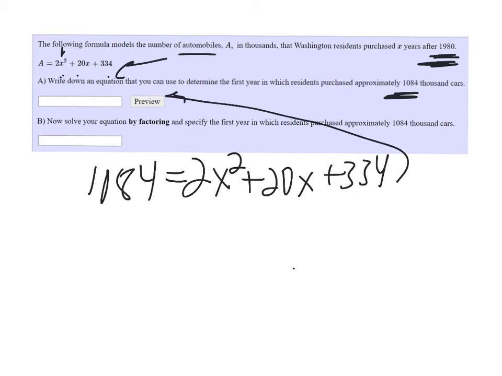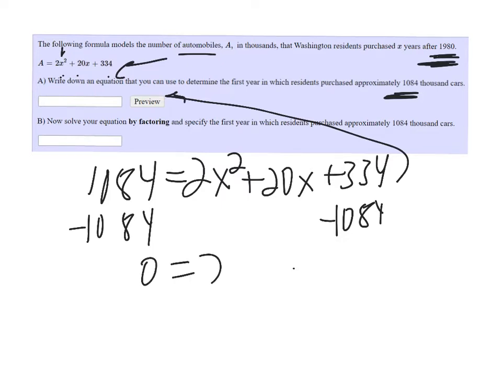This would be, they might be looking at it like this. The other form they might want is to have you subtract 1084 from both sides. I would try the first one. If it doesn't like it, do the subtraction. Because we want to set these equal to 0, right? When we solve these by factoring, they always want to be equal to 0.